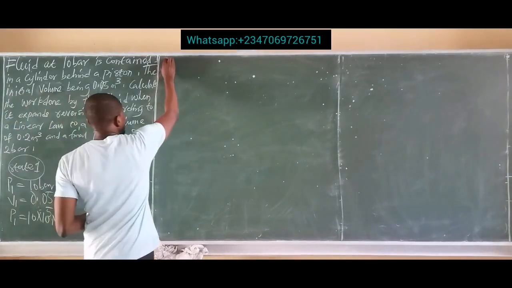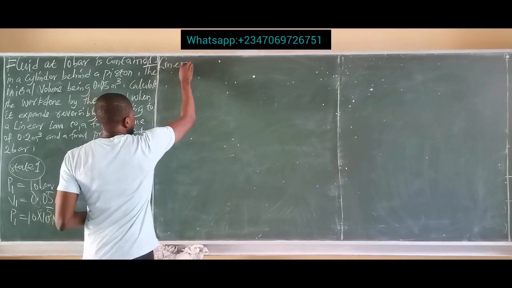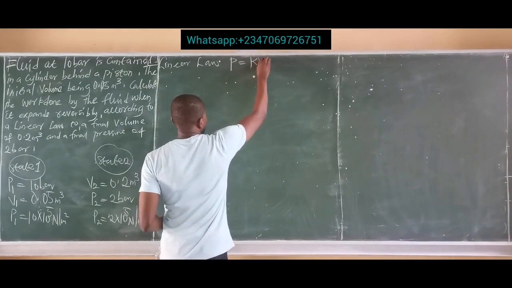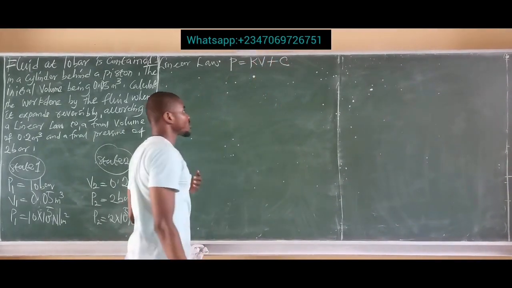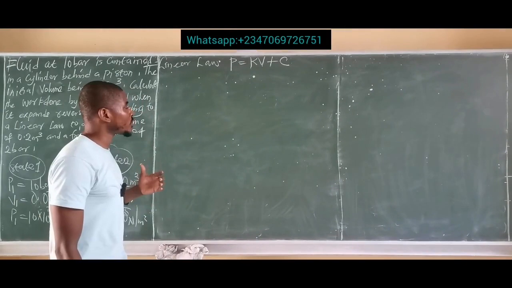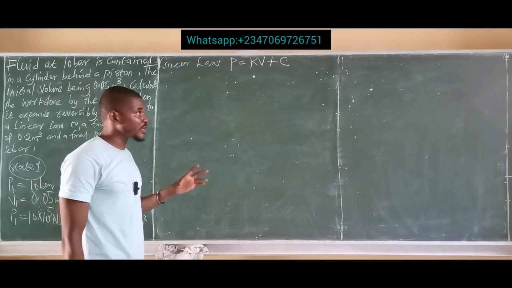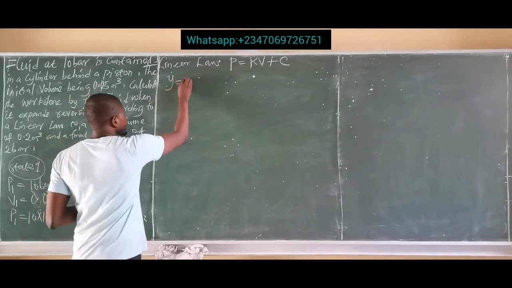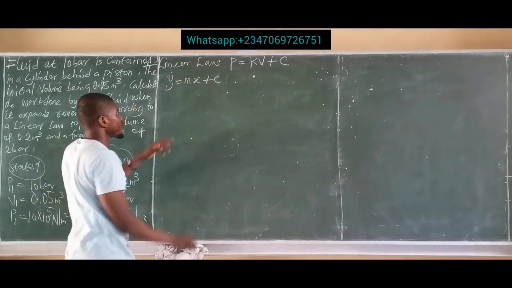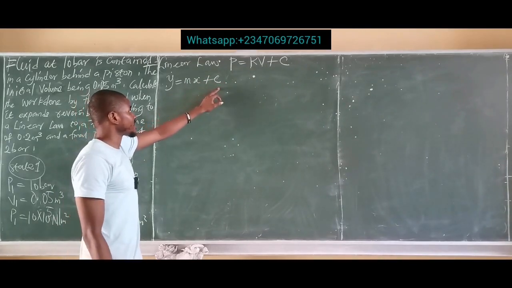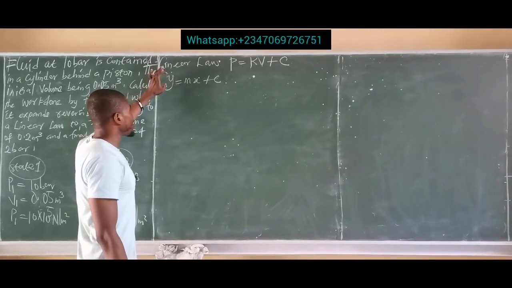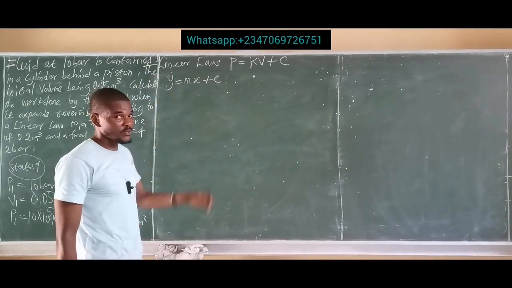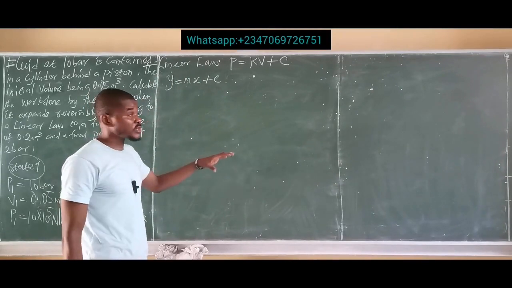The linear law is simply given as P equals KV plus C. Now this was actually carved out from the equation of a straight line, which is represented as y equals mx plus c, where m is the slope and c is the intercept, where y is the dependent variable and x is the independent variable. So that is where the linear law was carved out from.